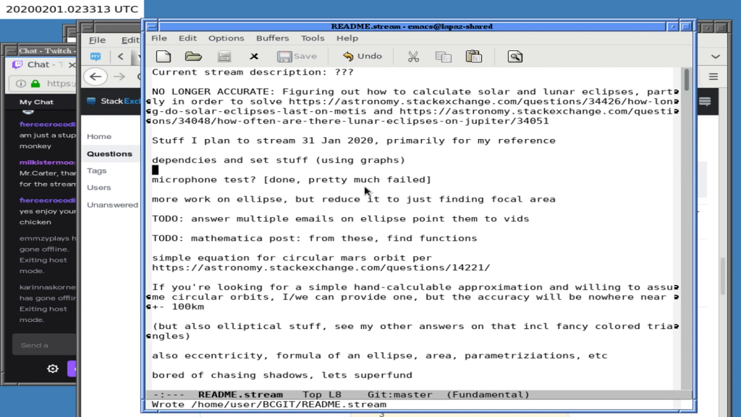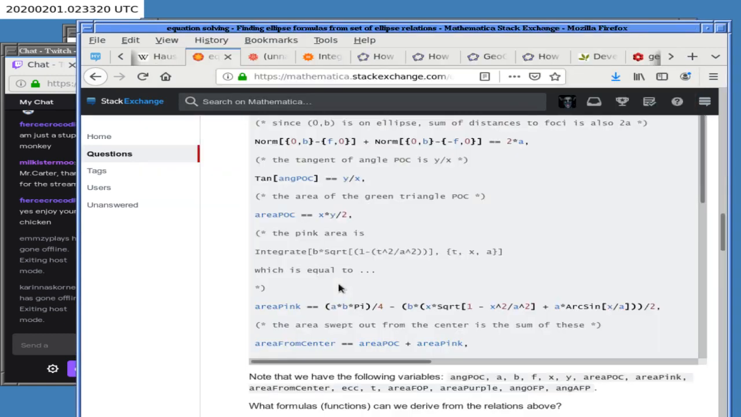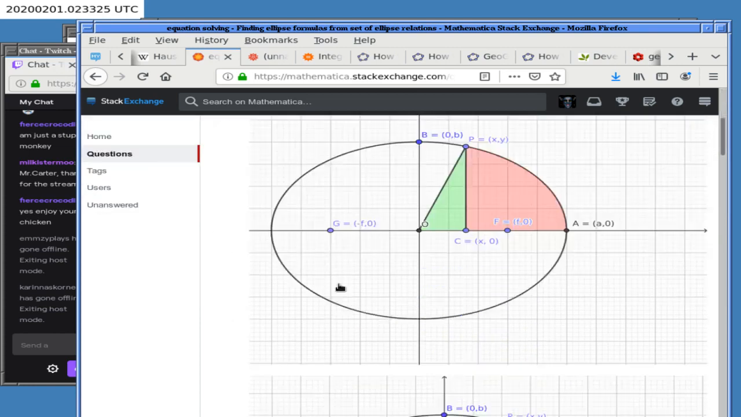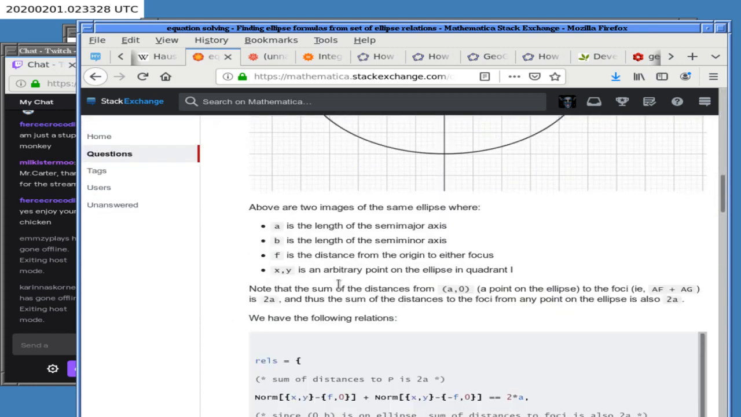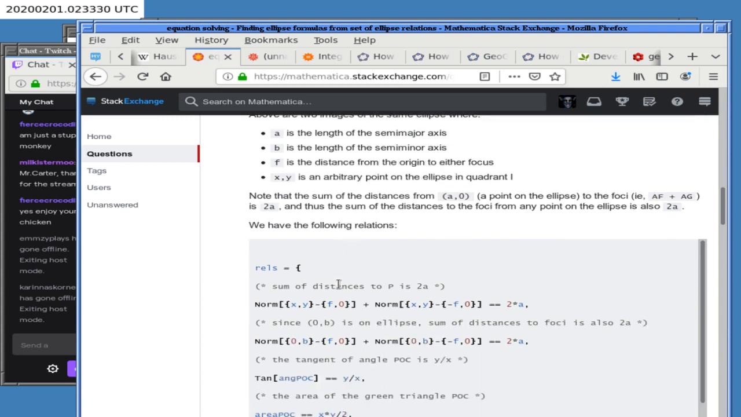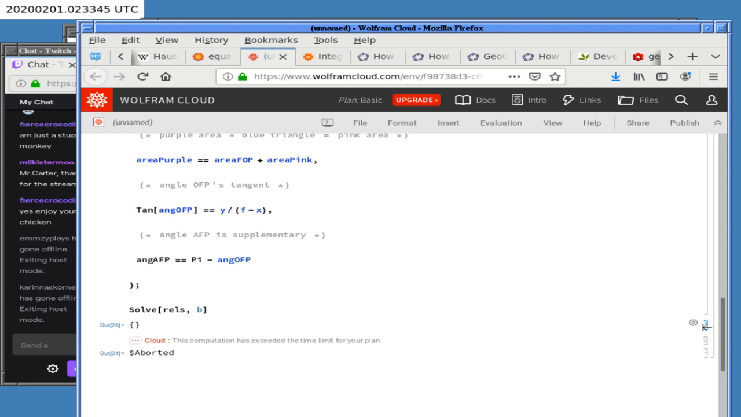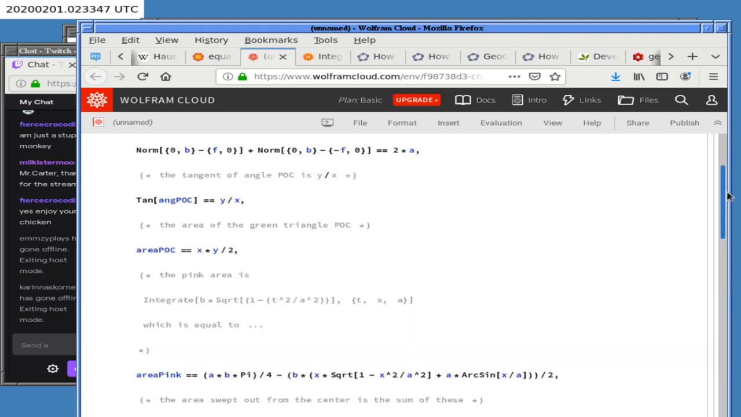So earlier we were talking about this question that I asked on Mathematica that has not gotten any good answers so far, but it actually raises another interesting question in general. If you have a bunch of variables, a bunch of numbers, what other numbers can you get from them? For example, here we have a bunch of relations that we came up with earlier, from the previous stream, that are true of an ellipse, and lots of good stuff here.